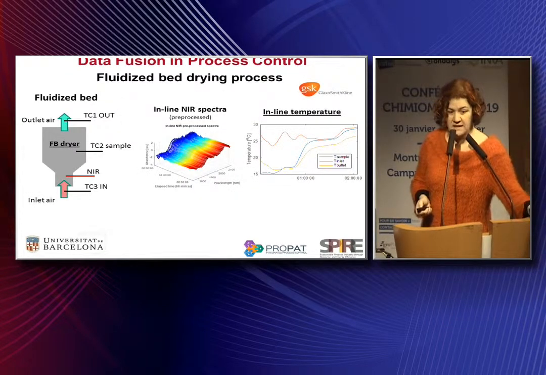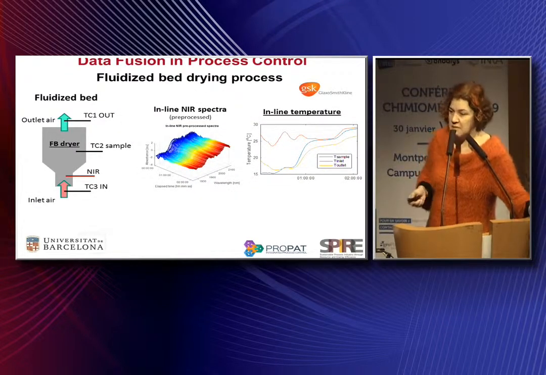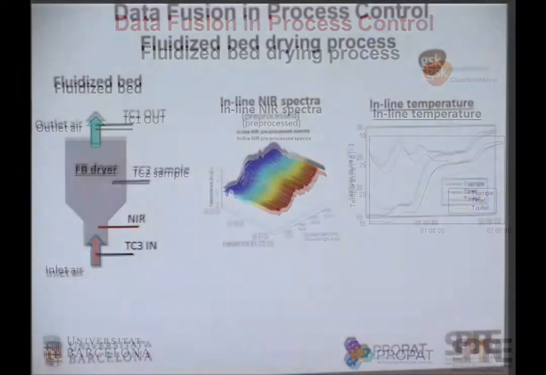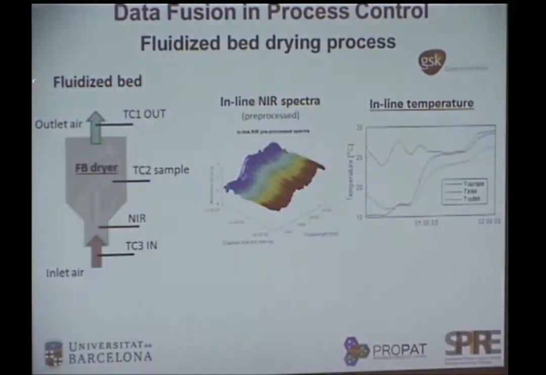In this particular case, a typical process, a very common one, could be the drying of a product that's happening in a fluidized bed dryer. And then what we collect is NIR spectra and some temperatures in the entrance of the inlet air, inside the bed dryer and outside the bed dryer.